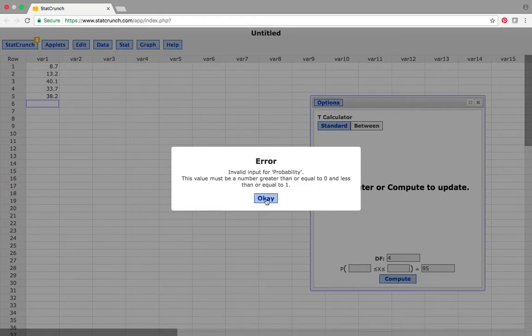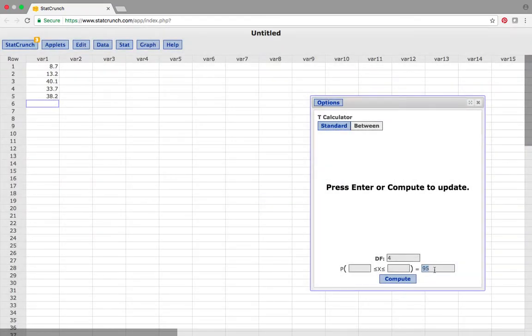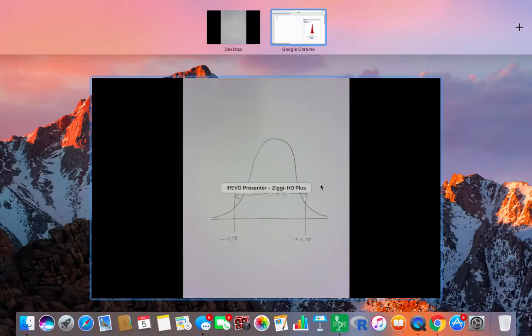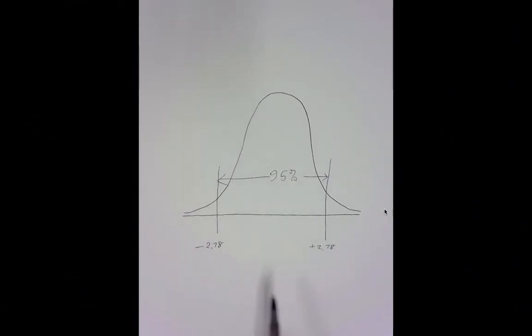That's 0.95. That's going to be between negative 2.78 and positive 2.78. So the values between there and there, this is going to be where the means are going to fall in our confidence interval.